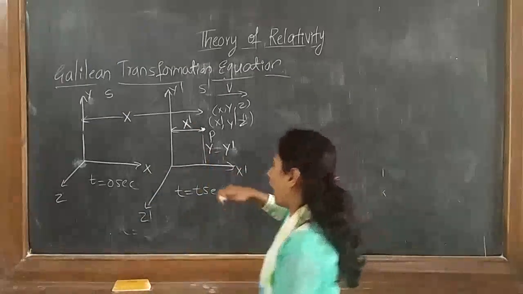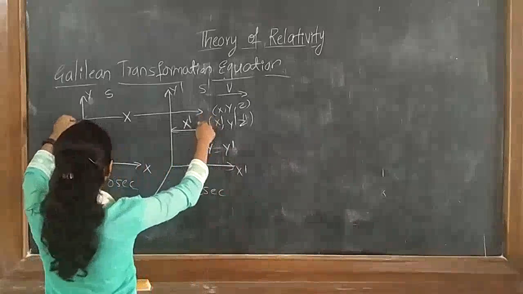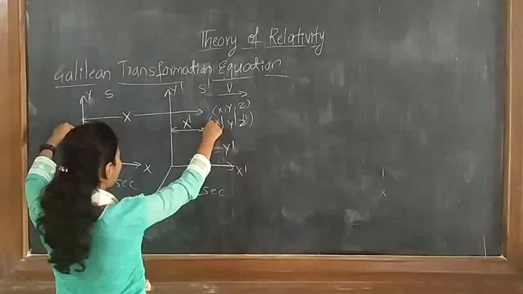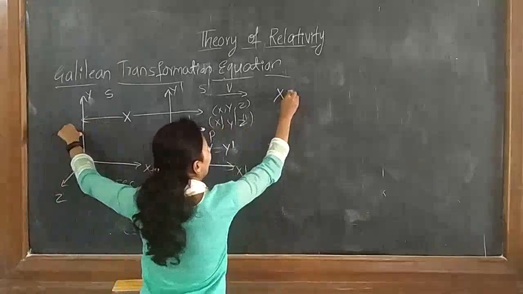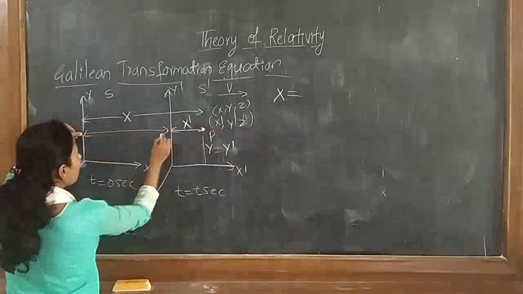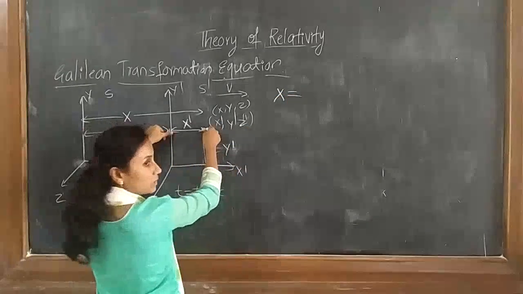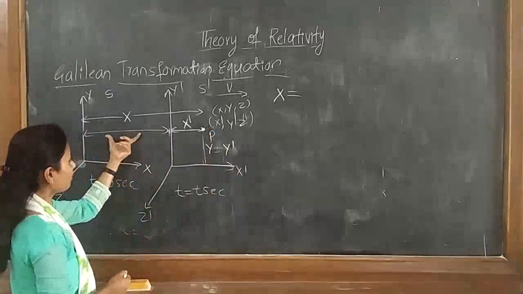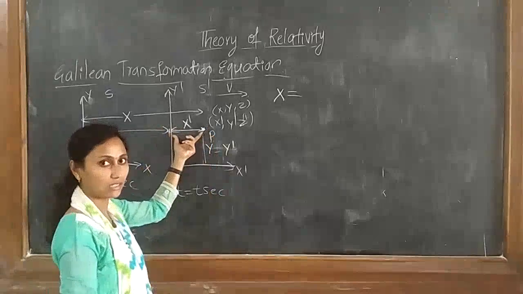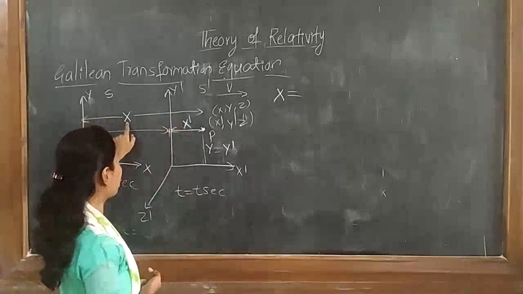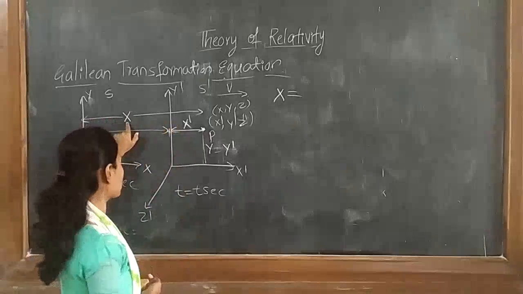Now, as the x distance is from the S frame to the point P, the total distance becomes x. That is equal to the distance from here to here plus the distance from here to here. This is the first distance and this is the second distance. When we add these two, we get the total distance, which is equal to x.